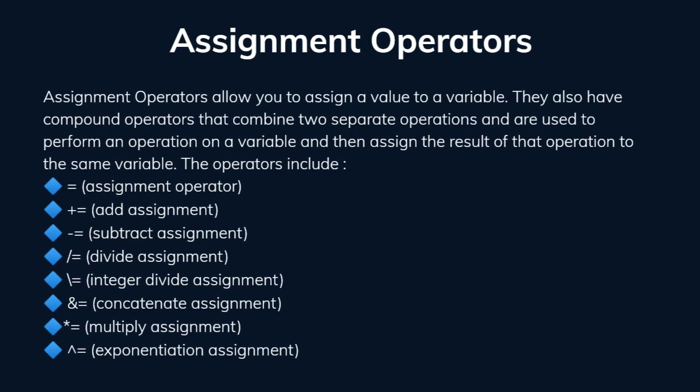Assignment operators. Assignment operators in Visual Basic allow you to assign a value to a variable. They include the equal sign and compound assignment operators such as plus equals, minus equals, divide equals, integer divide equals, concatenate equals, and times equals.